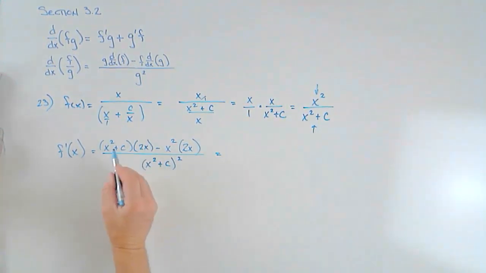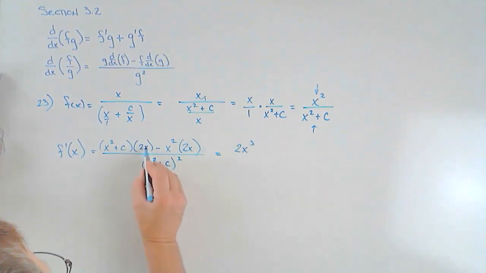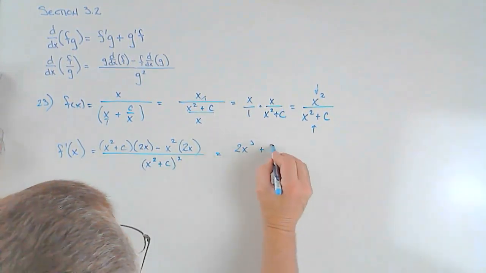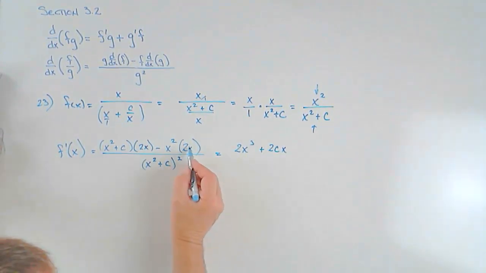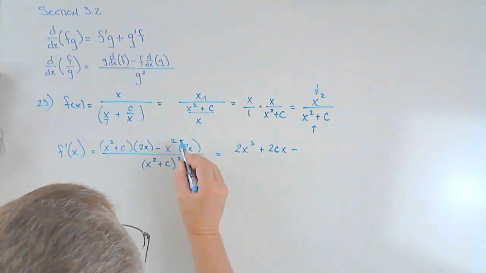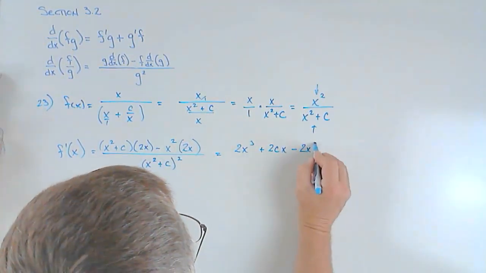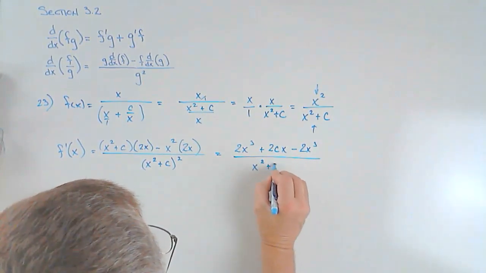Now we distribute here. 2x times x squared is 2x cubed. 2x times c is plus 2cx. c is a constant. Here we get minus 2x cubed. And on the bottom, of course, we're not going to expand this.